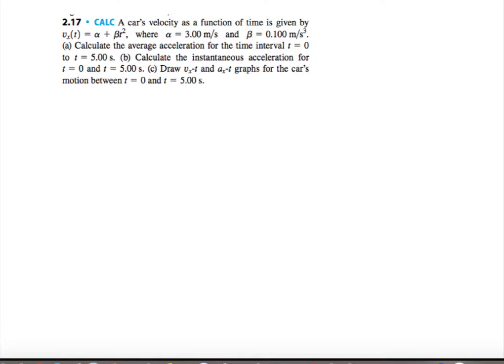So question 2.17 gives us a velocity function for a car. I'm going to start with my velocity function and substitute in these constants that were given to me. So I have 3.00 meters per second plus 0.100 meters per second cubed times the square of t. So A says calculate the average acceleration for the time interval from t equals 0 to t equals 5 seconds.